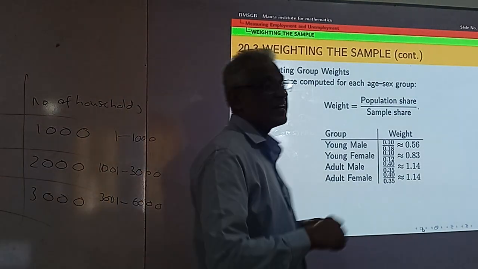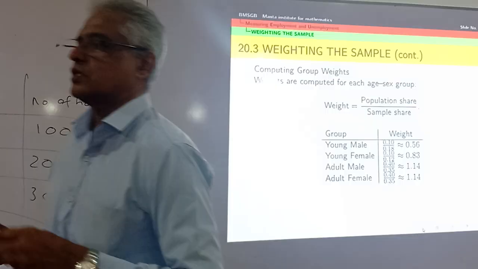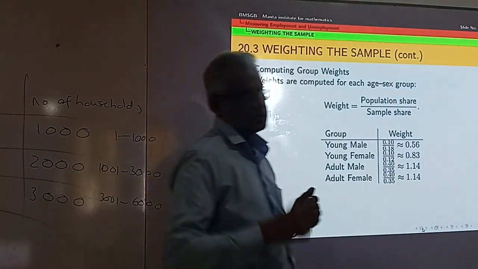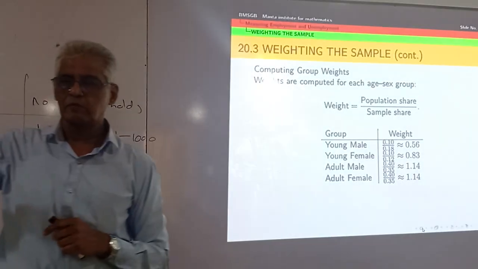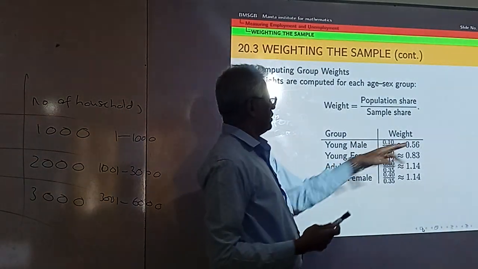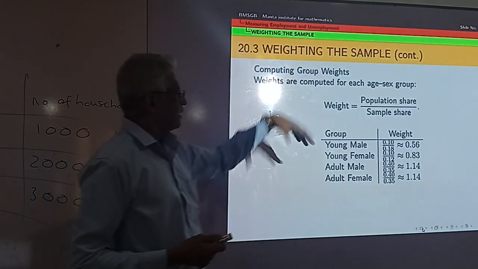First, let's find the weights. For each value, the weight is the population share divided by the sample share. So for each, we find out the weight.